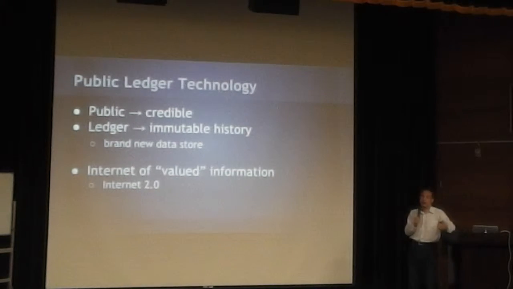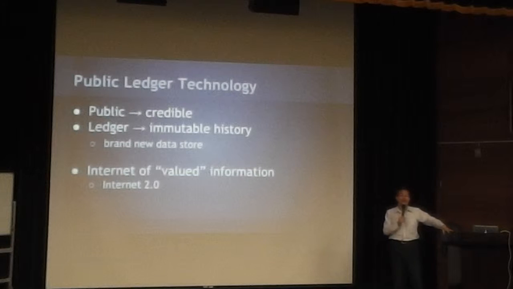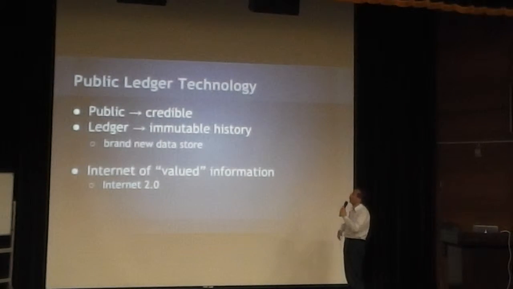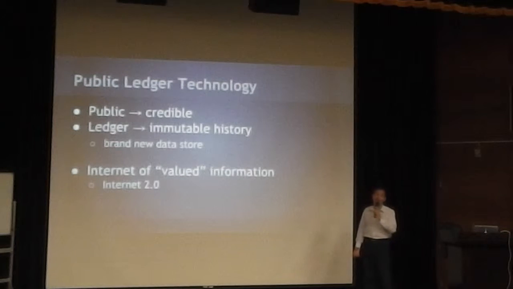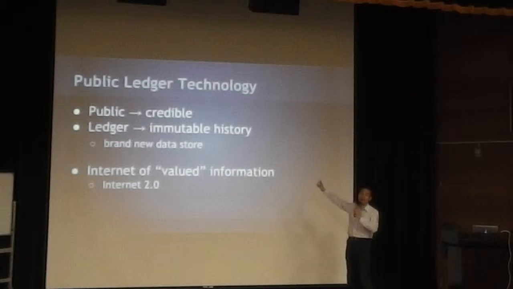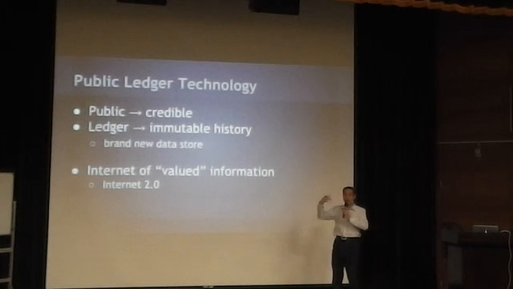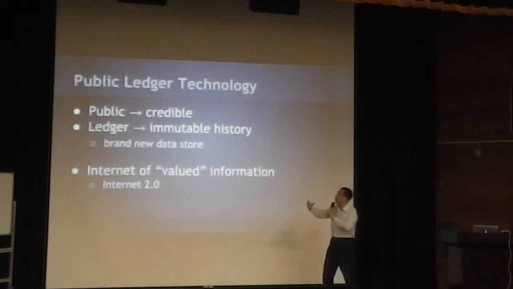One is public. Public refers to credible, and people can see it, and it's open. And the ledger refers to immutable history, and it's a brand new data store. And the ledger is immutable because, let's say, every 10 minutes you have a new ledger block, and then all the ledger blocks are chained together. That's why it's called blockchain. So it's blocks that are chained together.